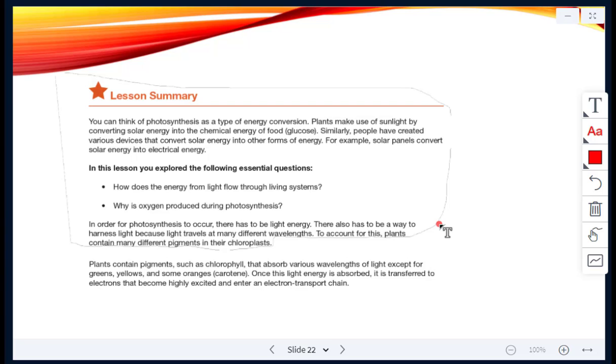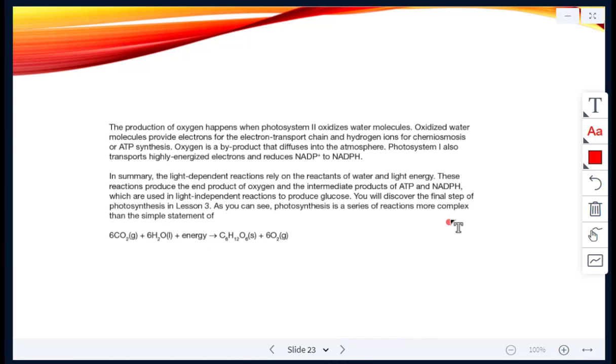There also has to be a way to harness light because light travels at many different wavelengths. So to account for this, plants contain many different pigments in their chloroplasts. Plants contain pigments such as chlorophyll that absorb various wavelengths of light, except for greens and yellows and some oranges. Once this light is absorbed, it's transferred to electrons that become highly excited and enter an electron transport chain.